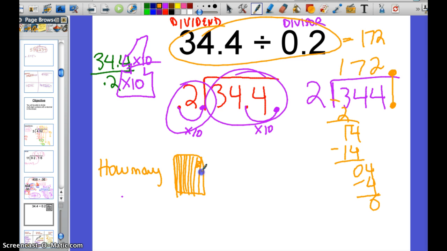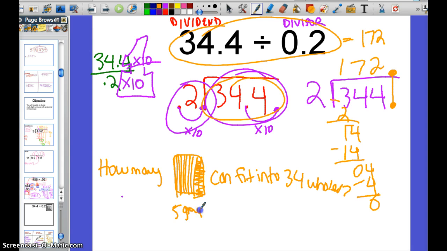Right, it's just this area right here. How many 2/10 can fit into, let's see, about 34 wholes. Now it's only 2/10. You need 5 groups of 2/10 to just get 1. Now you need to get to 34, so you would expect your answer to be quite big. You need a lot of groups of 2/10 to get to 34 wholes. Okay, so really what it comes down to is just this movement of the decimal place and this balance when you're moving the decimal place.